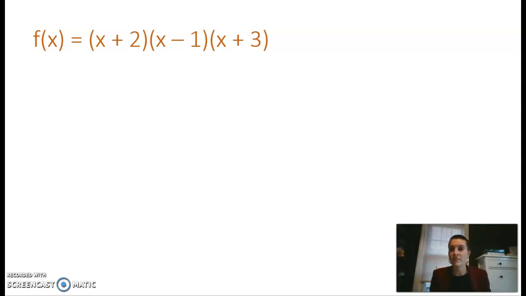We can tell if we have points of tangency. Do we have any points of tangency here? If you said no, you're correct. All 3 of our factors are raised to an odd power, so we have no points of tangency at each x-intercept. We're going to cross the x-axis.